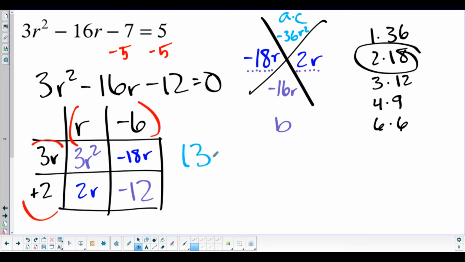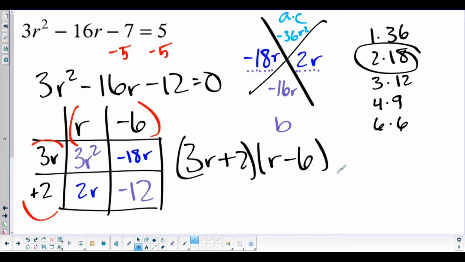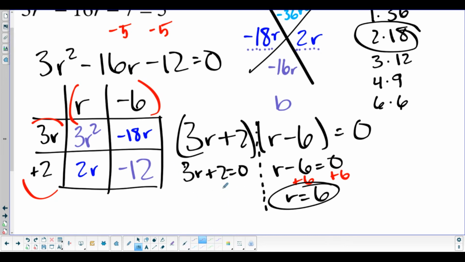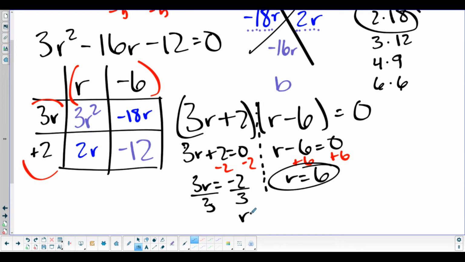It's going to be 3r plus 2 times r minus 6. And that was equal to 0 because of this. And so I'm going to solve it. Really, that means I have to solve 3r plus 2 equals 0 and r minus 6 equals 0. Well, that just tells me I should add 6 to both sides. On the right side, I get r equals 6. And then I just have to two-step this one, which is subtract 2 first. I get 3r equals -2, and then divide by 3. And I get r equals -2/3.